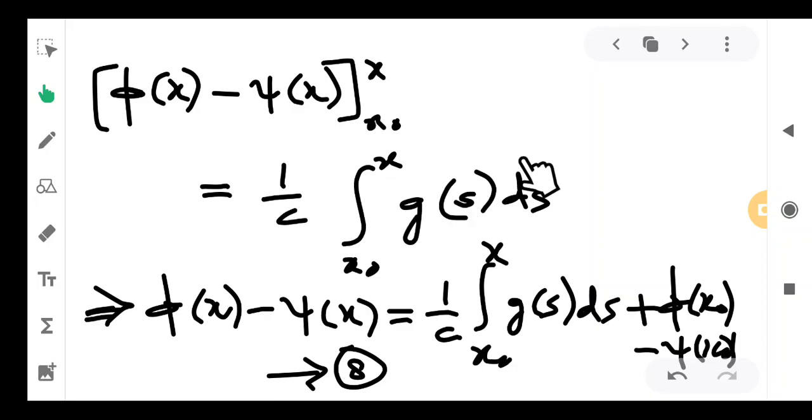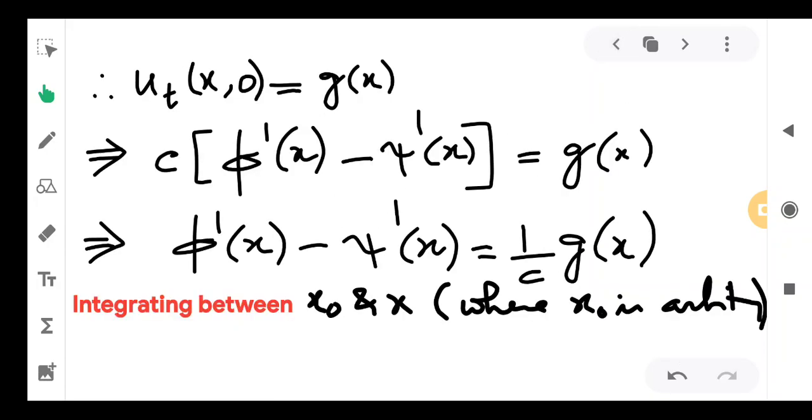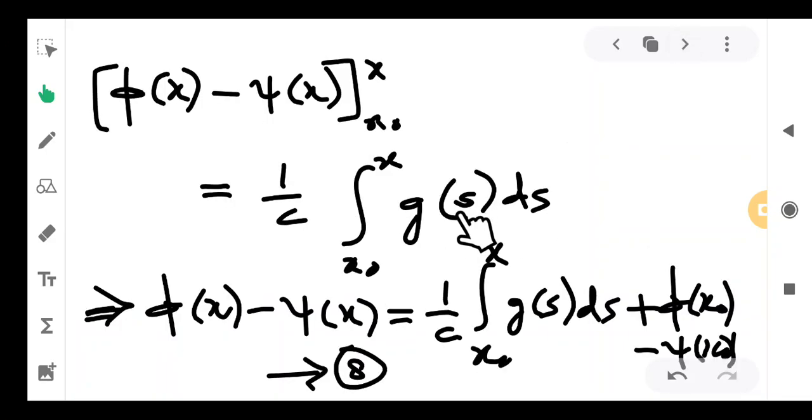On the other side, we have to integrate g of x, but to integrate, x will be replaced by another variable s. Then we integrate with respect to s between x0 and x. So it is 1 by c, the integral from x0 to x of g of s ds. So putting x first, minus putting x0, which we have taken to the other side, we'll be getting phi of x minus psi of x. Here actually it must be minus of (phi of x0 minus psi of x0) that I have taken to the other side.